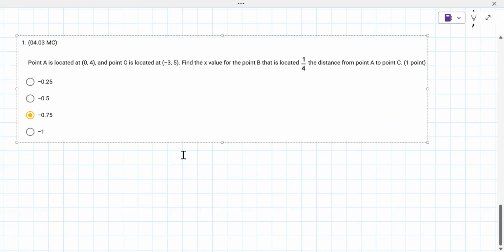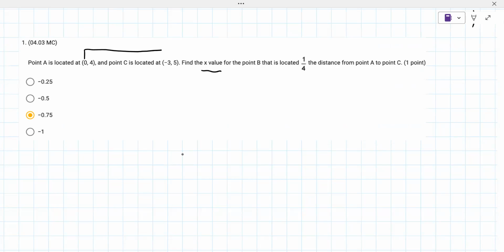All right, so you have to find the distance between these two X values. What is the distance between those two X values? 3. So now you have to take 1/4 of 3, which is 3/4, or 0.75. Now, because you're going in the negative direction, you have to keep that in mind here.